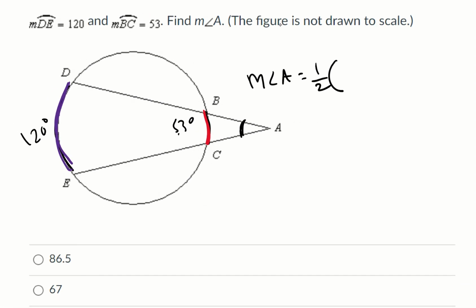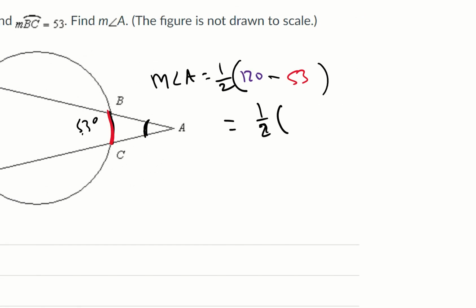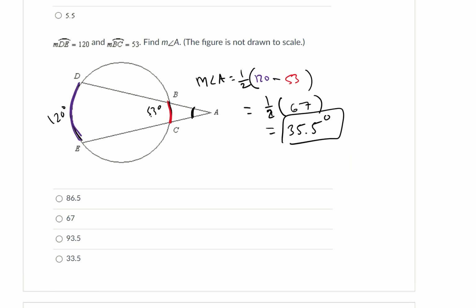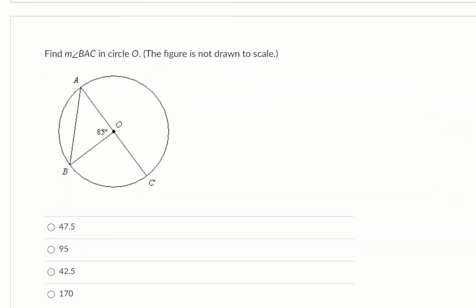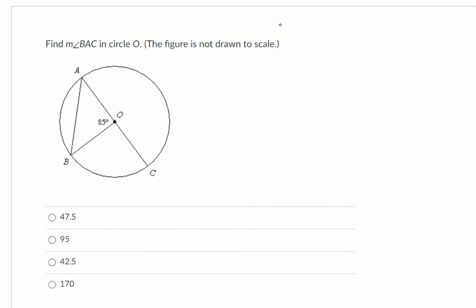If it intersects on the inside, it's the sum. If it intersects on the outside, it's actually the difference of the two arcs. So you have 120 minus 53. So it's going to be half of 120 minus 53, which is 67. And then half of 67 is 33.5, not 35.5. There's my answer.